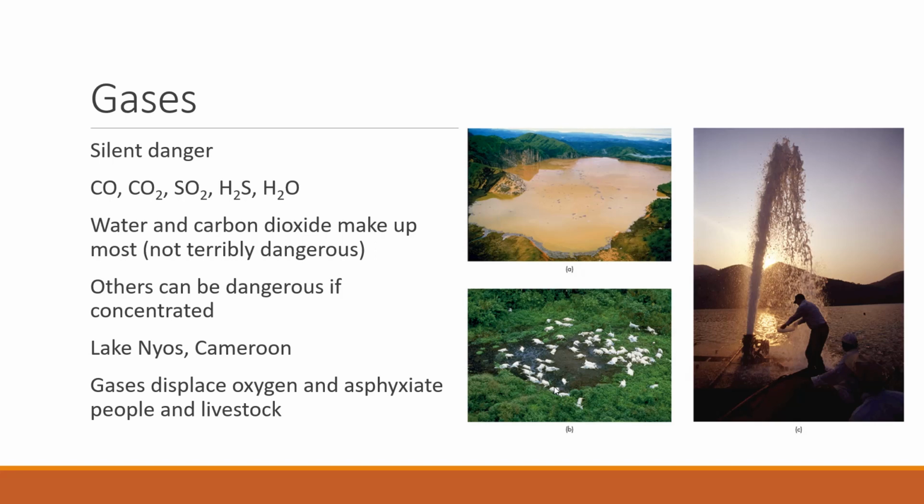Lake Nyos was higher up on the side of the volcano. Those dense gases were then released and they moved down the volcano because they were more dense into a valley that had several villages, displaced all the oxygen and asphyxiated every living thing basically in those villages. So it kills people and livestock. This is what we mean by a silent danger. There wasn't an active eruption. There was no indication of an active eruption. This is a passive process.